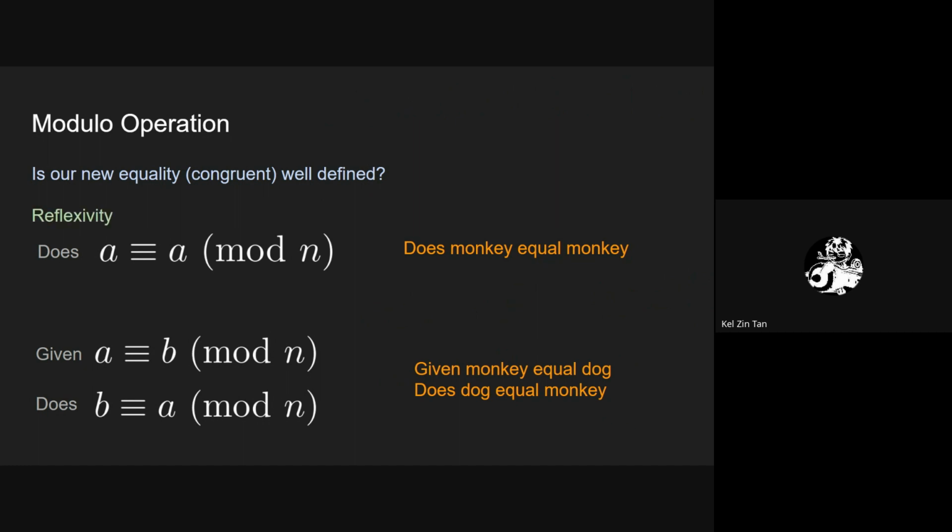Okay, it seems very obvious, right? At first it seems very obvious, but we call the property that something is equal to itself reflexivity. And we call the property that, given A is congruent to B, B is congruent to A, symmetry.